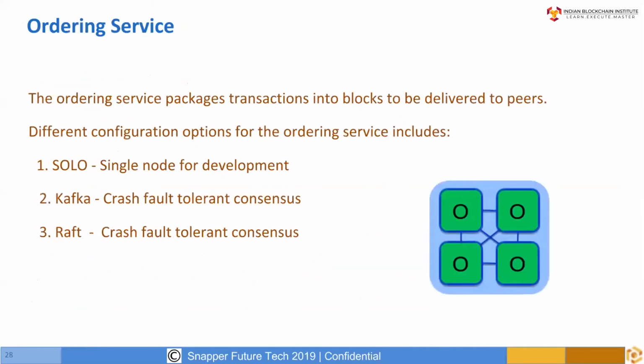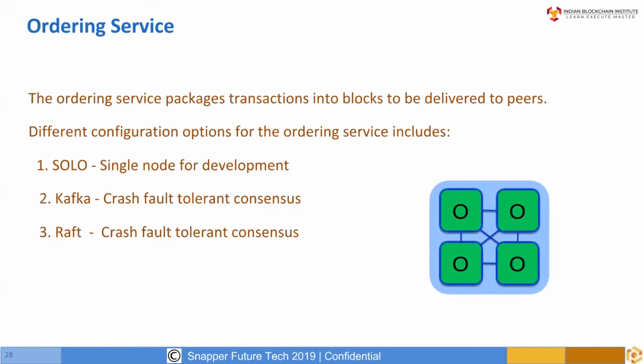The ordering service packages transactions into blocks to be delivered to peers. The different configuration options for ordering services include Solo, Kafka, and Raft. Solo is a single node for development, which is not feasible for production: if you have one solo orderer and it goes down, your transactions won't get inside a block. So there is no point in having a single orderer, but if you are starting out, it is better to use Solo.